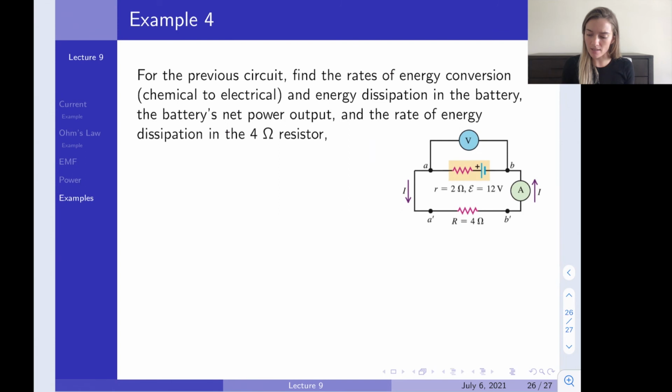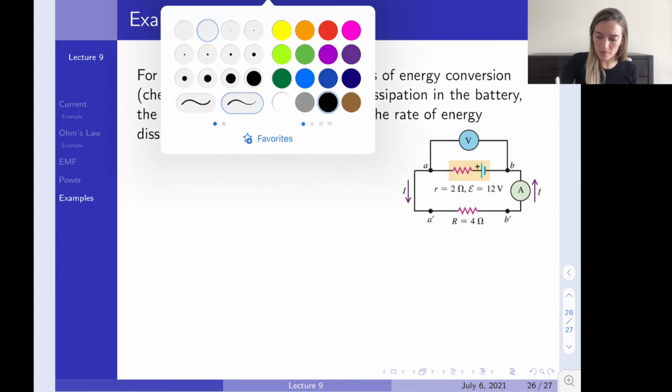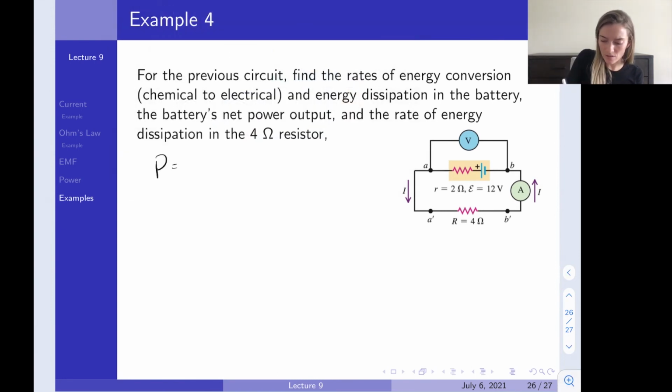All right, now for this next example, we're looking at the same circuit, but now we're looking at the power. We want to find the rate of energy conversion from chemical to electrical, the energy dissipation in the battery, the battery's net power output, and the rate of energy dissipation in the 4 ohm resistor. There are a couple of terms here we should go through. We're going to be using this equation since we're looking at the power in a battery. When they say the rate of energy conversion, that's this first term here.